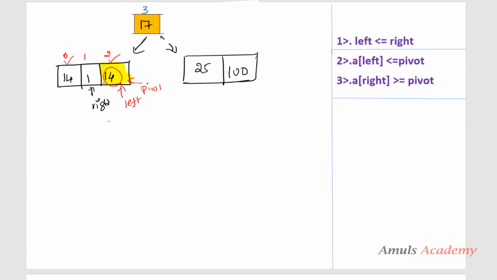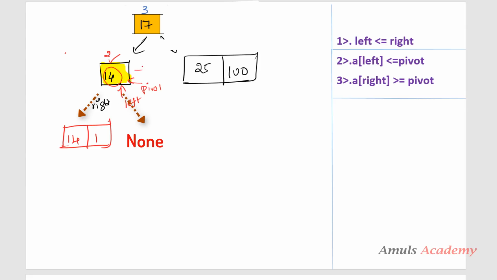Okay, so if I divide this list based on this pivot value, we'll get 14 and 1. We'll get only one sublist, because there are no elements present to the right of the pivot element, right? So we'll get this sublist. Now again we need to apply the same method: I take the last element as the pivot, find the original position of that pivot element, then divide the list. Okay, so here 1 is the pivot value.